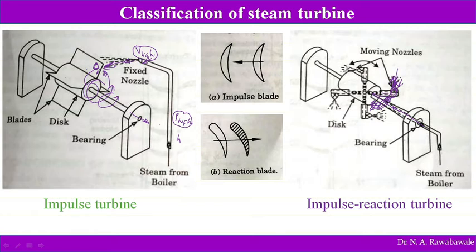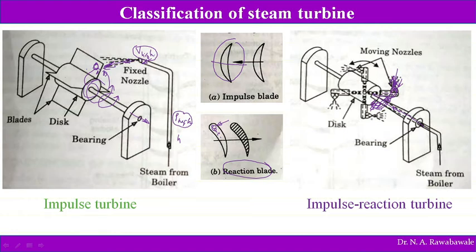In the case of an impulse turbine, the blades are symmetrical. If you see about this line of symmetry, this blade is symmetrical on both sides. But in the case of a reaction turbine, the blades are of this type. It has an aerofoil profile. This is the aerofoil profile, and because of this, the blades used in a reaction turbine are not symmetrical. These have an aerofoil profile or shape. So in an impulse turbine, blades are symmetrical, whereas in a reaction turbine, blades have an aerofoil shape.